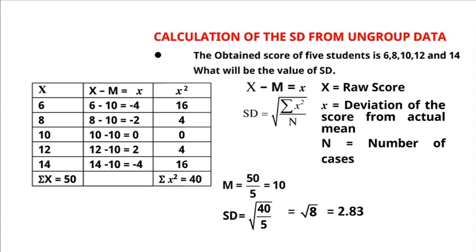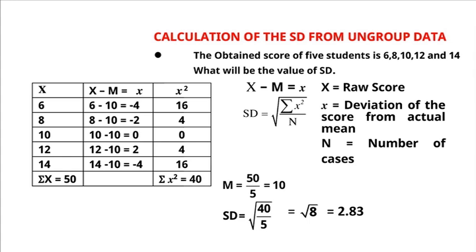Now, simple, we are to calculate the small x. Before we calculate the small x, we must first calculate the mean of this group. What is mean? Sigma x upon n, you know it very well. Add it up, it is 50, n is 5, so divide 50 by 5, so mean is 10. Now, see, x minus m: x is 6, m is 10, 6 minus 10 is equal to minus 4, 8 minus 10 is equal to minus 2, 10 minus 10 is equal to 0, 12 minus 10 is equal to 2, 14 minus 10 is equal to minus 4.